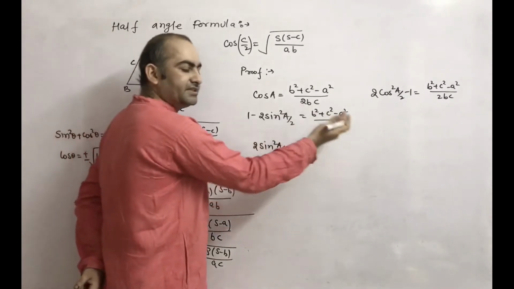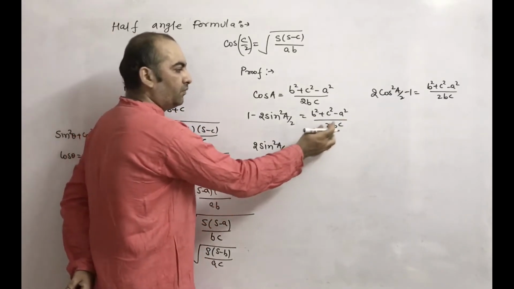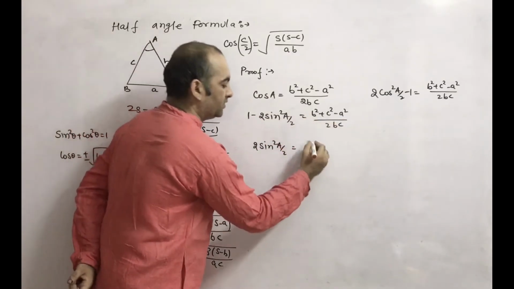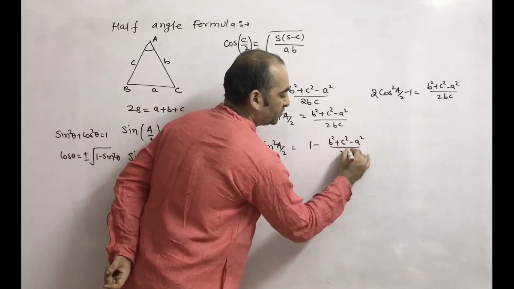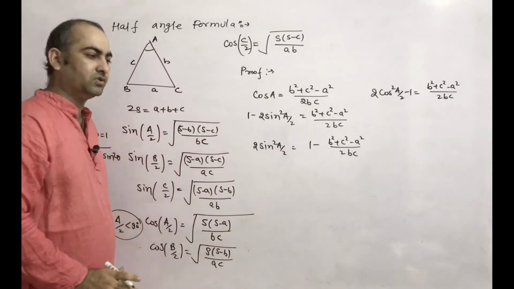This one we are taking on this side. Okay, so this one we are writing here, and 1 minus this will come: 1 minus (b square plus c square minus a square) divided by 2bc. Just we are simplifying. तो यहाँ पे क्या आ जाएगा?